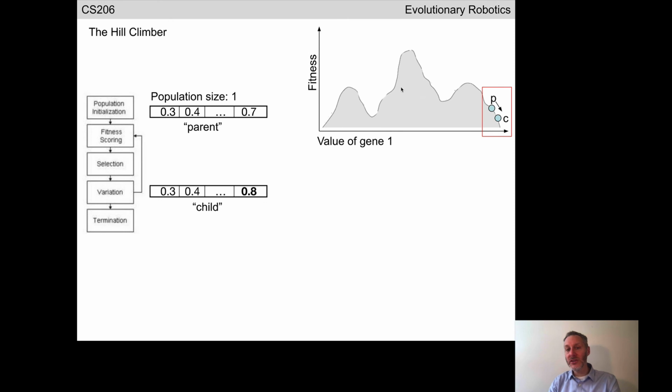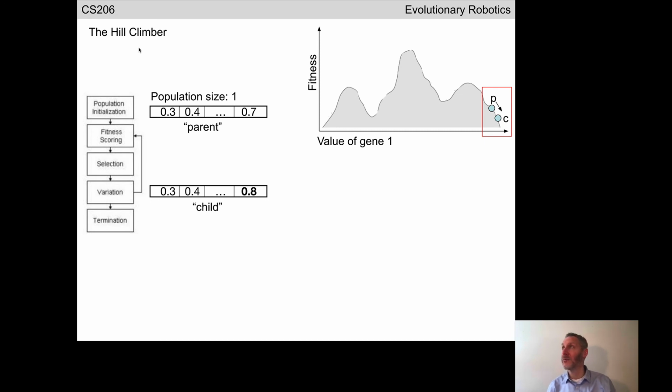Okay, so I'm going to use this super cartoony version of a fitness landscape, and we're going to think about some different evolutionary algorithms. And in order to understand those algorithms, we're going to think about them on just a very, very simple fitness landscape where we've got just one gene and fitness is height, as always. Okay. We're going to start with a very, very simple algorithm called the hill climber.